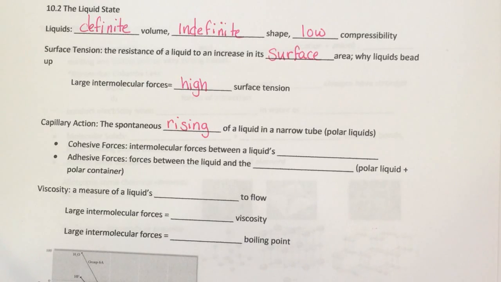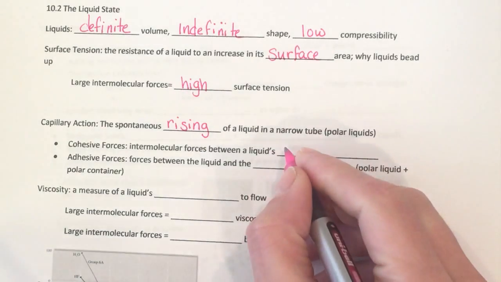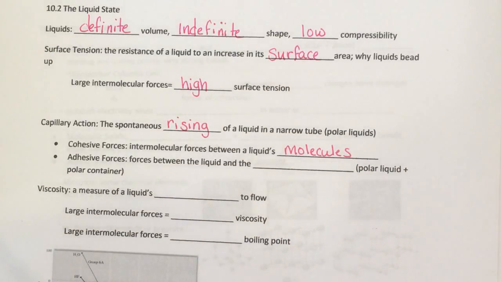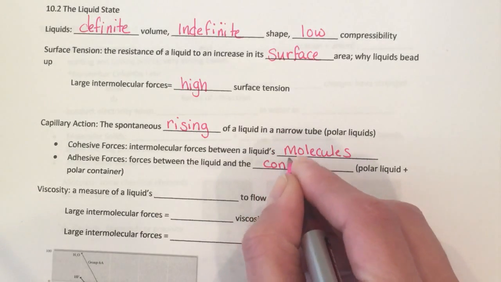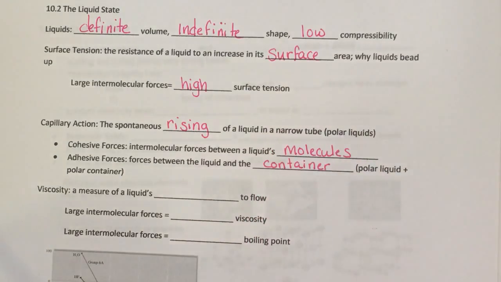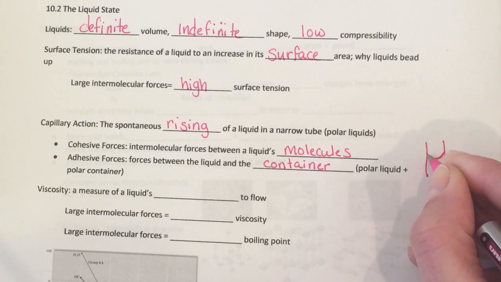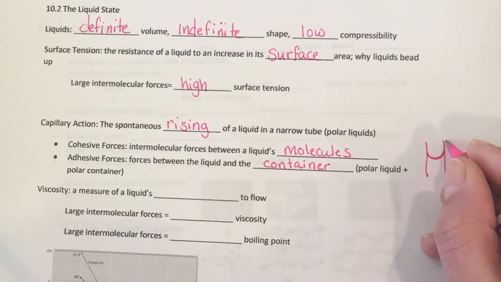So cohesive forces are intermolecular forces between a liquid's molecules, versus adhesive forces, which are the forces between the liquid and the container. Now, when we talk about adhesive forces, remember when we're measuring the volume of a liquid, the liquid in our tube isn't going to be straight across, it's going to go up. We called this a meniscus. It's climbing the sides of the graduated cylinder because of those adhesive forces, okay?